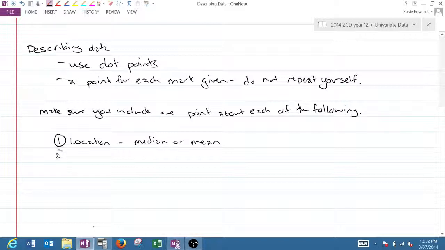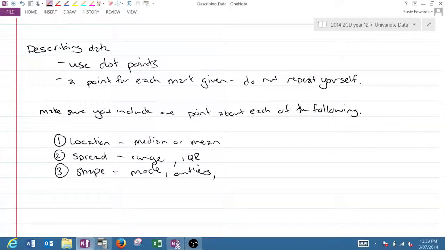The second one is the spread. So you should always talk about the range of the data. And if you want to, you could work out the interquartile range, but it's a bit hard to work out. Okay, so range is a lot easier. The last one is the shape. So in this one, you talk about the mode, and almost everyone picks up the mode because it's the easiest one to look at. All right. You want to talk about outliers. You can talk about whether it's got symmetry, clusters of data or gaps in the data.